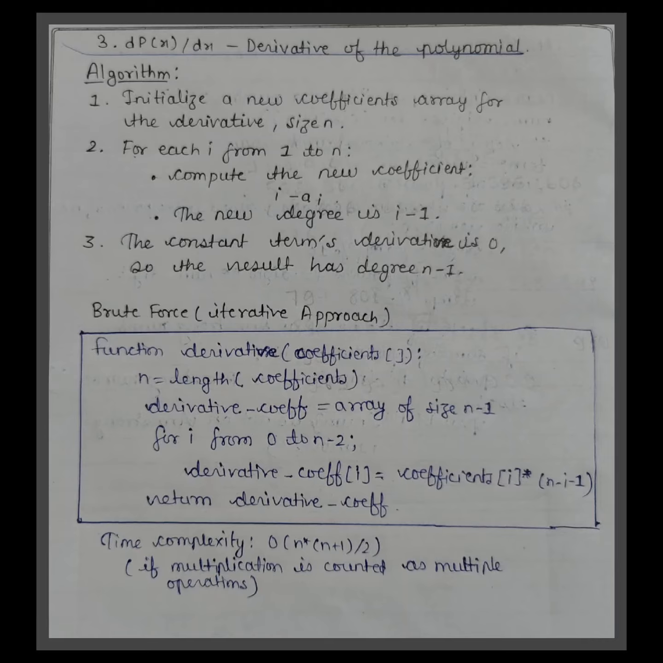Now the program of the brute force iterative approach. Function derivative(coefficient matrix), n equals length of coefficients, derivative coefficient equals array of size n minus 1. For i from 0 to n minus 1, derivative coefficient[i] equals coefficient[i] times (n minus i minus 1). Return derivative coefficient. Its time complexity is O(n(n+1)/2) if multiplication is counted as multiple operations.